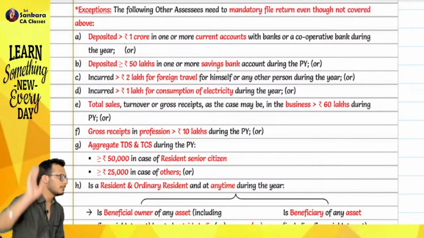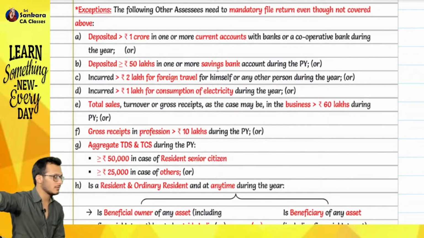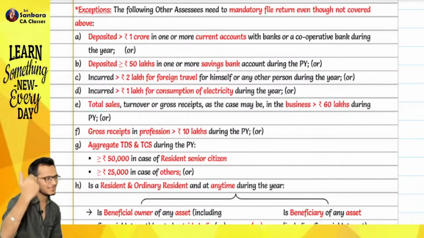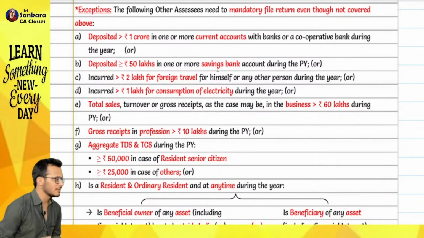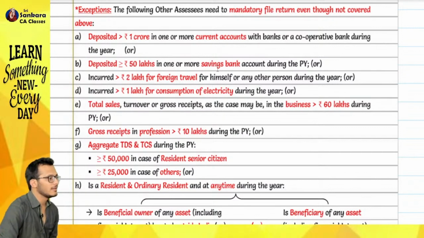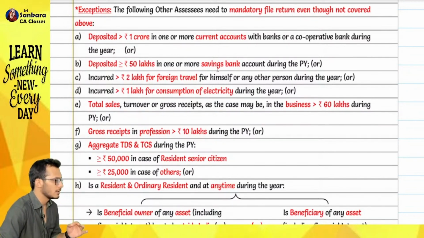Question to you, simple example, what is happening? Your wife has traveled for a Bali trip, a Switzerland trip, and you have made all the payment, obviously. In that case, who needs to file the return, husband or wife? Husband will file the return. It is about who incurred the money, it's not about who enjoyed the money. So if you have incurred more than 2 lakh rupees for foreign travel, you need to file a return of income. Clear?